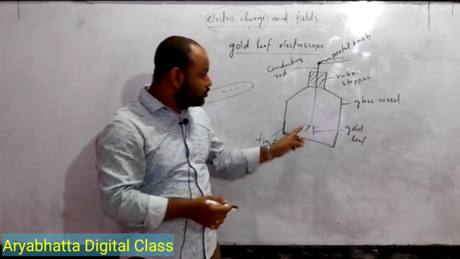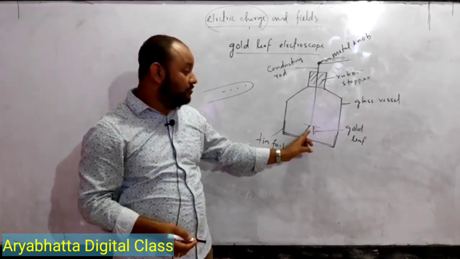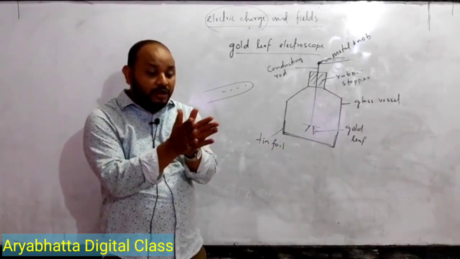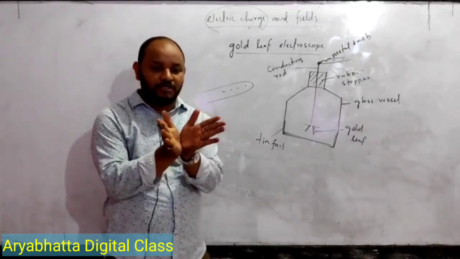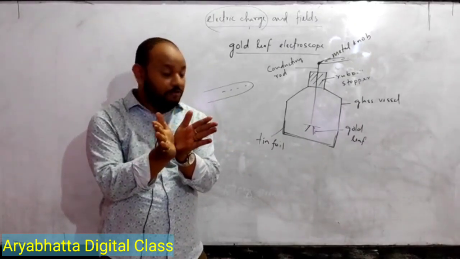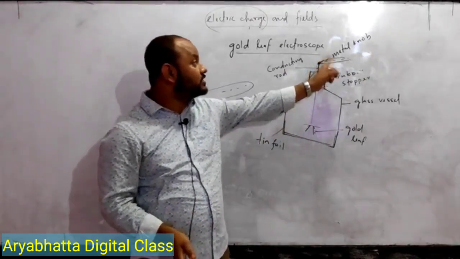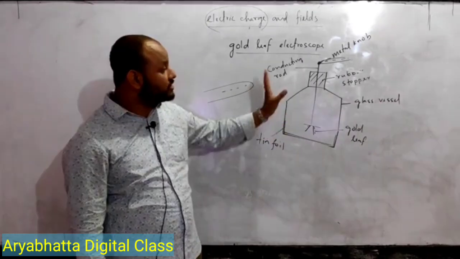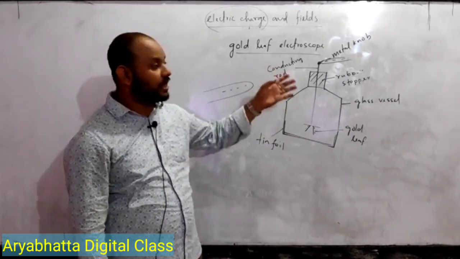And you can see the two gold leaves are negatively charged, and they are very thin. That is why they will repel from one another, and by the degree of divergence, we can calculate the amount of charge present inside this plastic rod. So this is a very simple device. With this device we can detect the amount of charge present inside a conductor.